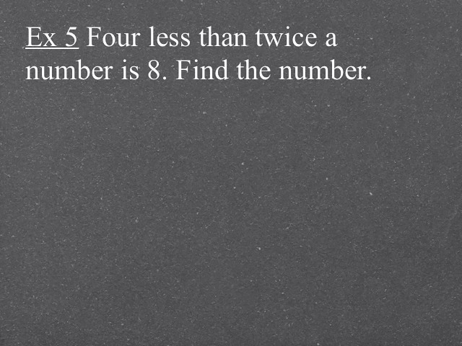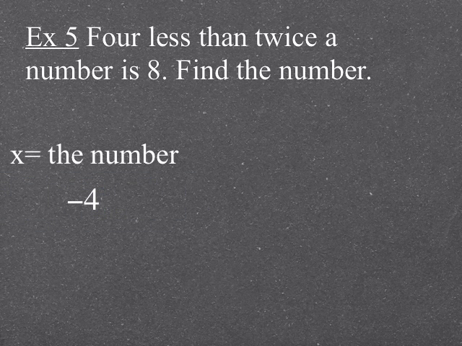4 less than twice a number is 8. Now this is one where we need to be a little careful. Remember that less than is one that can throw us off. 4 less than means minus 4. So 4 less than twice a number, that's 2x minus 4. It's not 4 minus 2x. It's an easy place to make a mistake. So look at that and make sure you see why it is the way it is. So we have 4 less than twice a number is 8, and there's my solution.